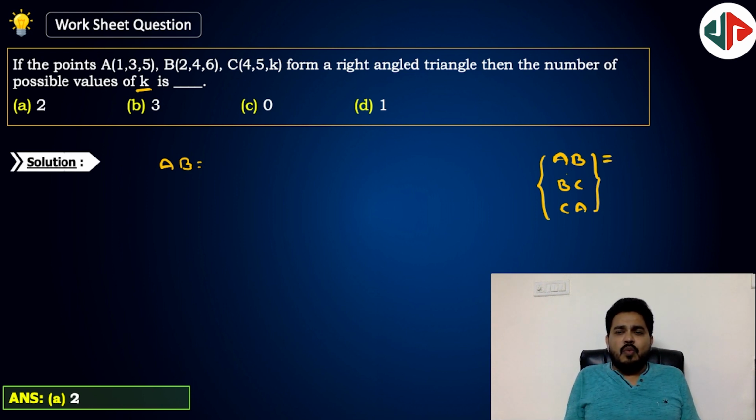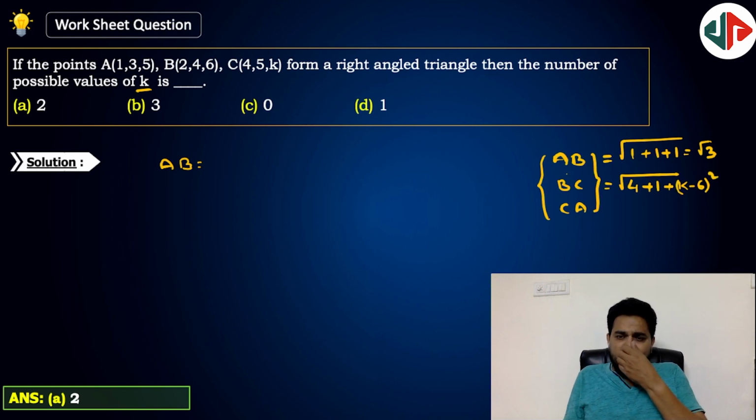AB is the square root of (2 minus 1) whole square, 1, plus (4 minus 3) whole square, 1, plus (6 minus 5), 1, which is equal to root 3. BC is equal to the root of (4 minus 2) whole square, 4, plus (5 minus 1), plus (k minus 6) whole square. And CA is equal to the root of (4 minus 1) whole square, 9, plus (5 minus 3) whole square, plus (k minus 5) whole square.